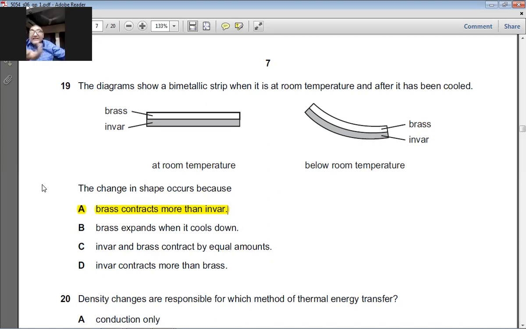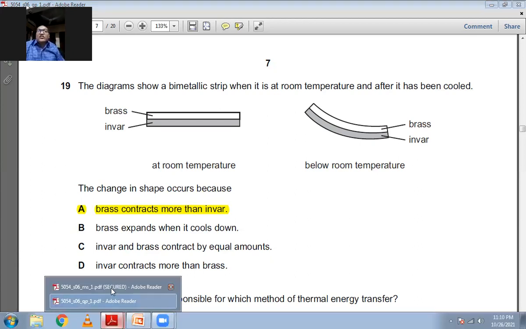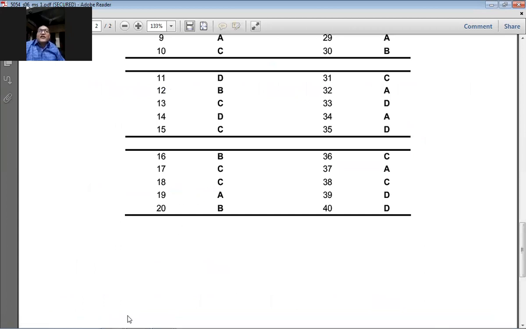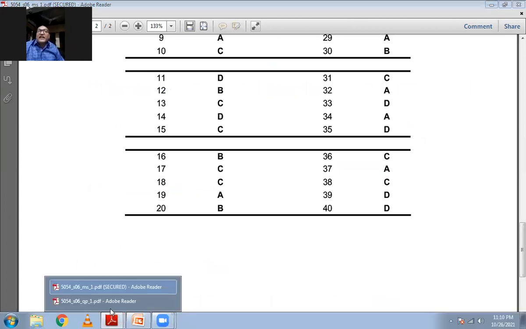Because it has curved upward, the brass has become the inner portion of that curve. So that shows that the brass is contracting more as compared to amber. So that's A choice, question number 19. A is the right choice, sir.